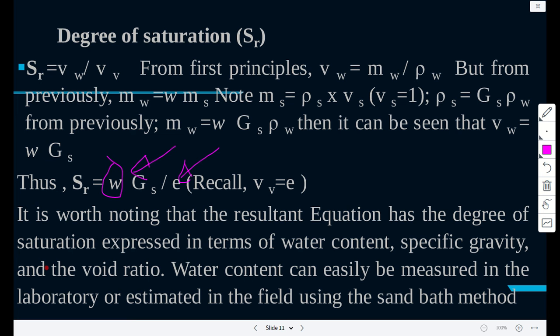It is worth noting that the resultant equation has the degree of saturation expressed in terms of water content, specific gravity, and void ratio. Water content can easily be measured in the laboratory or estimated in the field using the sandbath method.